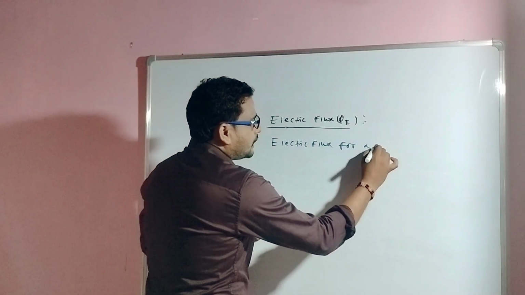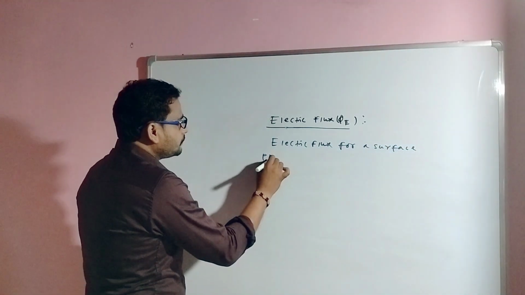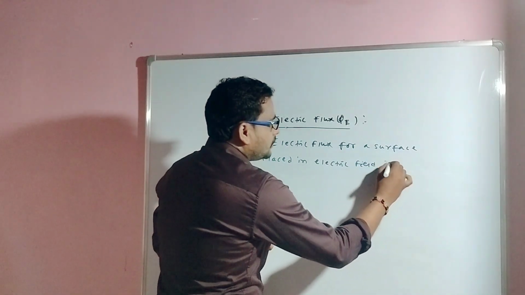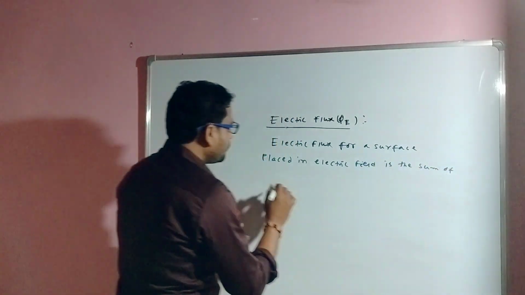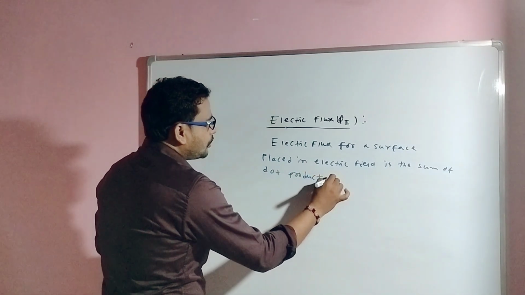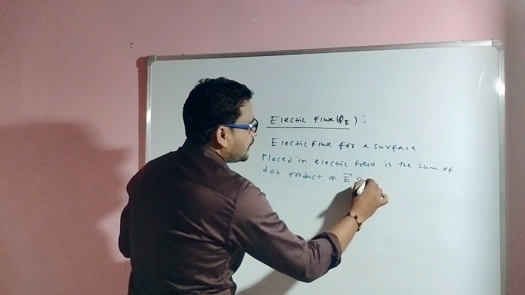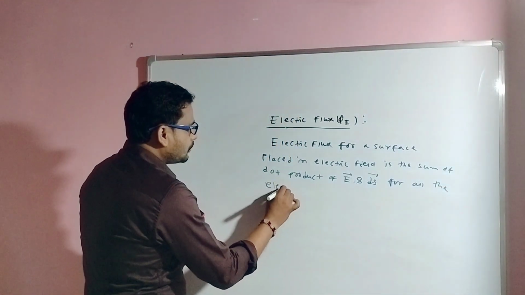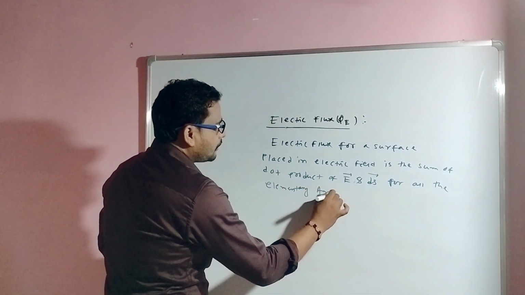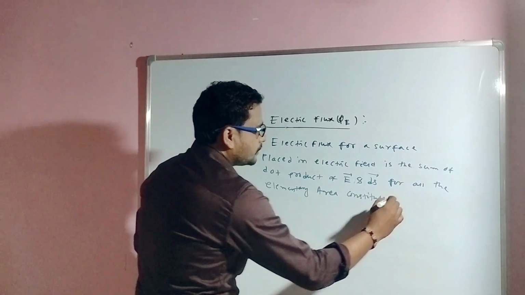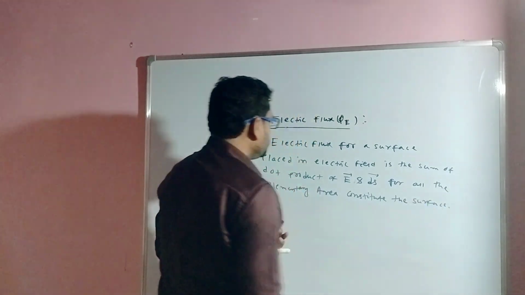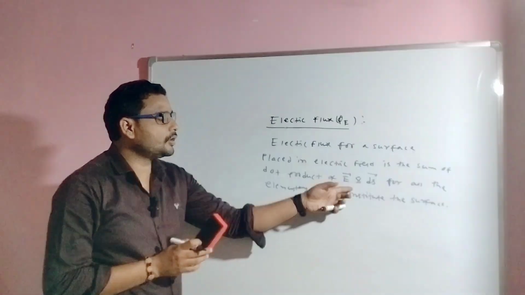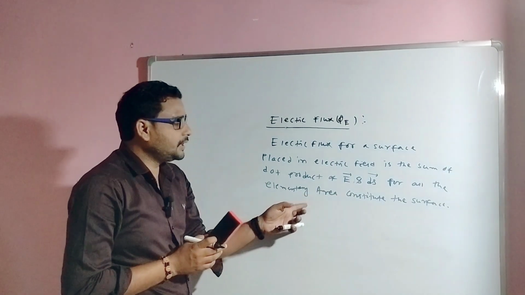for a surface placed in electric field. Electric flux for a surface placed in electric field is the sum of dot product of E vector and ds vector, for all the elementary area that constitute the surface. Look students, this is the definition.